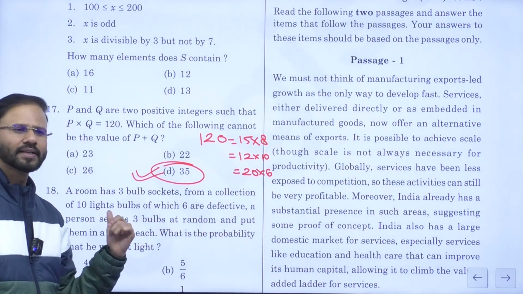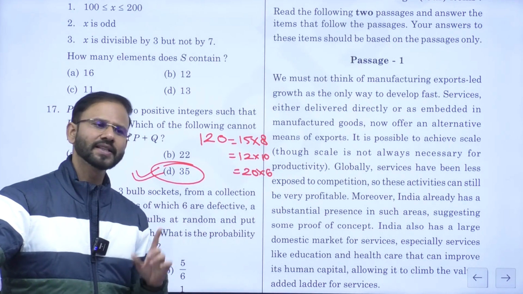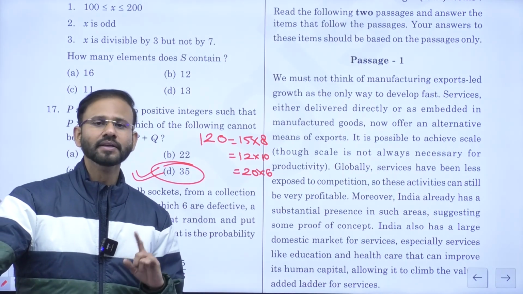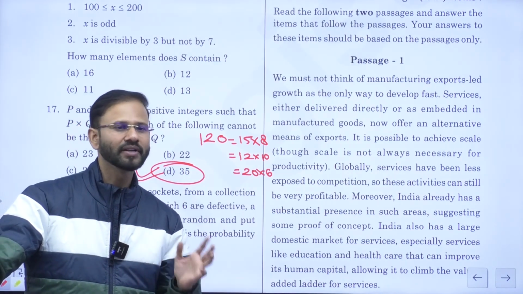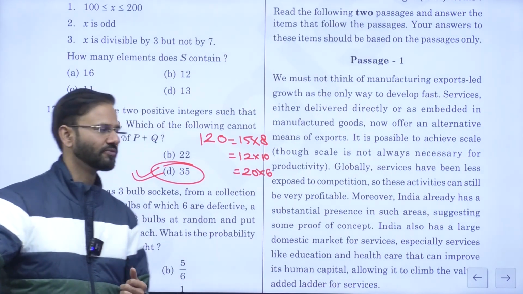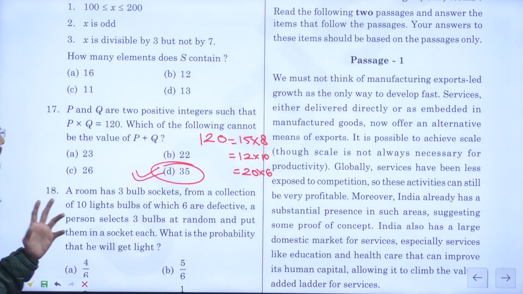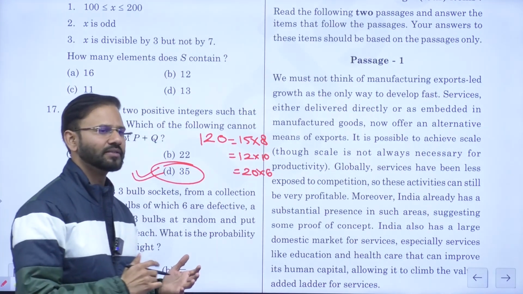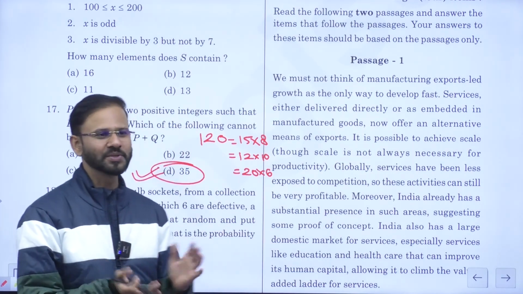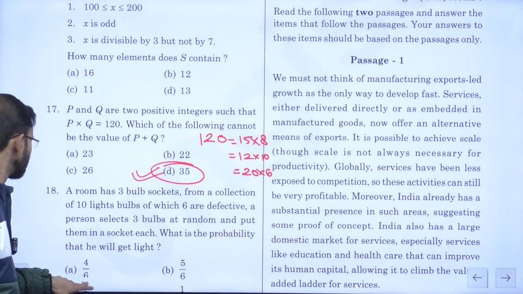So it can be a simple question in the examination, provided you have done enough practice of this type of question. Else you will get confused in the examination, wondering what can be and what cannot be.